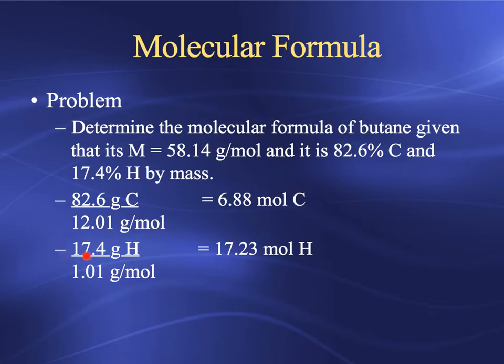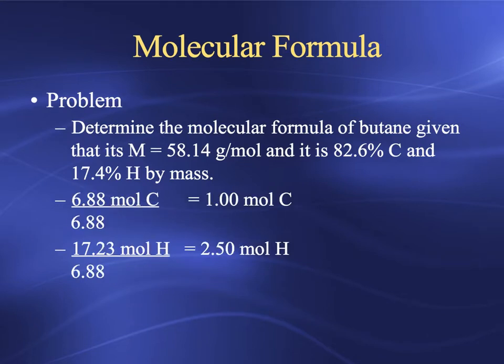The mass of hydrogen is 17.4 grams. Hydrogen divided by its molar mass, which is 1.01 grams per mole, gives you 17.23 moles of hydrogen. I gave myself an extra significant figure there so that my answer in a moment is going to make more sense. And then we divide, just like we did previously on the last homework.